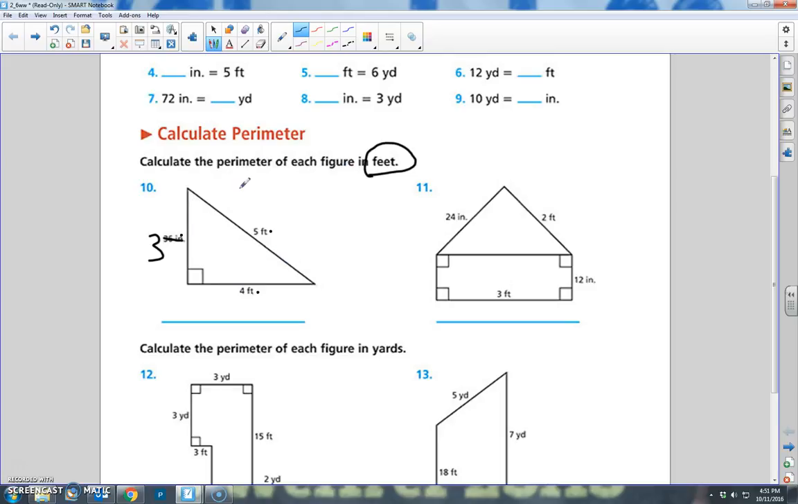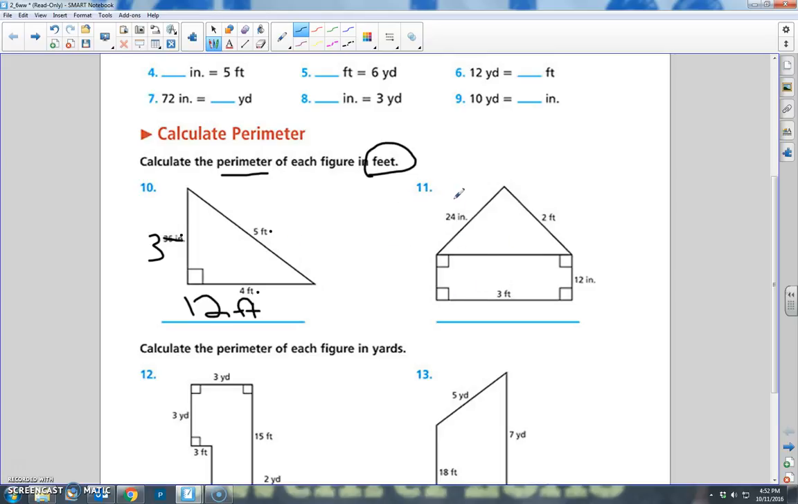And we're going to find the perimeter. Remember, perimeter is just a fence around the yard. 5 plus 4 is 9. 9 plus 3 is 12 feet. Now, perimeter is not squared. It is not squared at all. So that is just perfect.